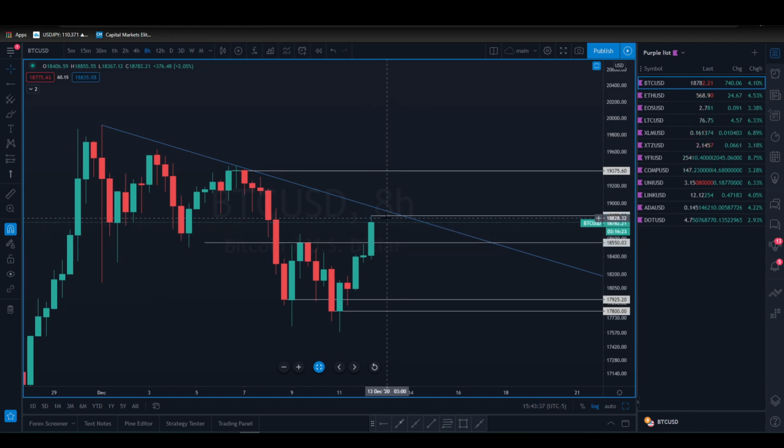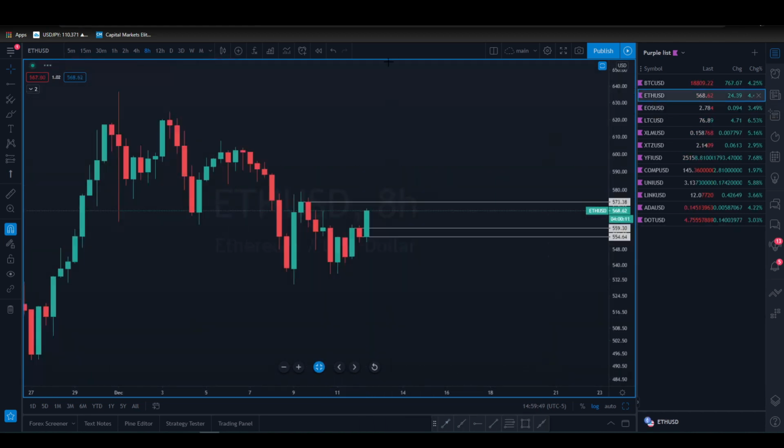As long as you're closing 8-hour candles above 18,550, your next area is going to be the high that this candle put in, which is 18,855, and then ultimately this area here, because that is your last market structure high, and that area is 19,375 spot 60.